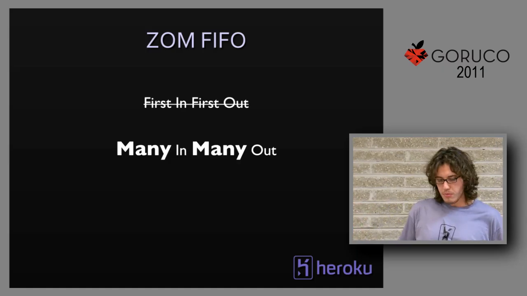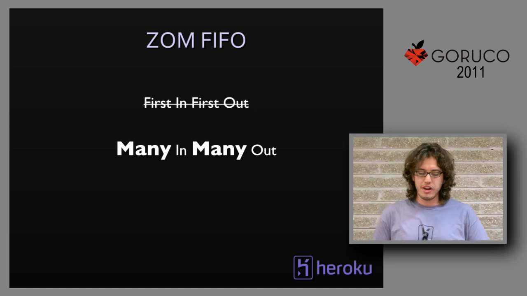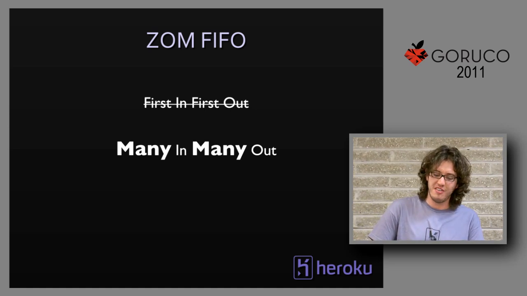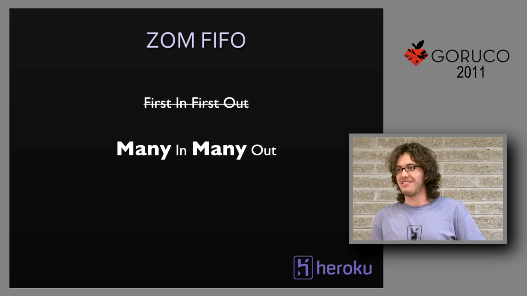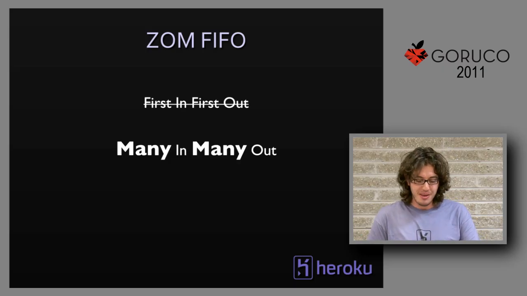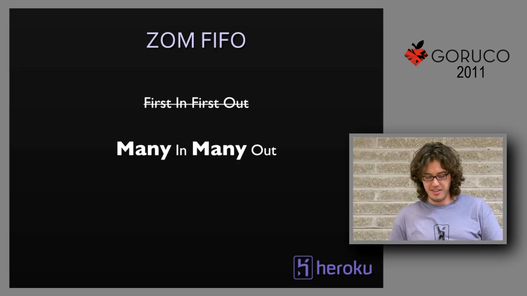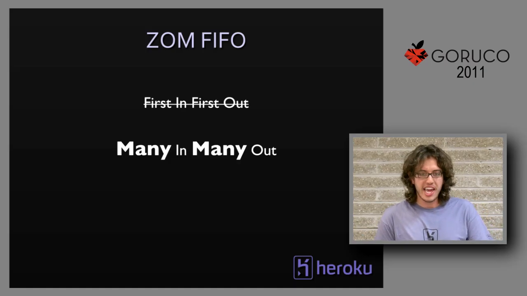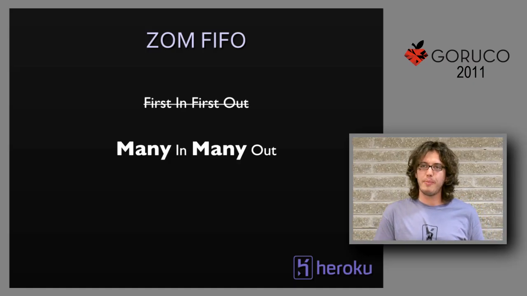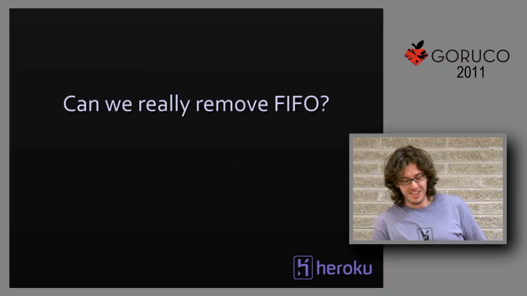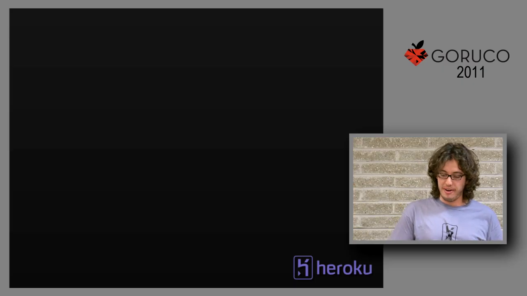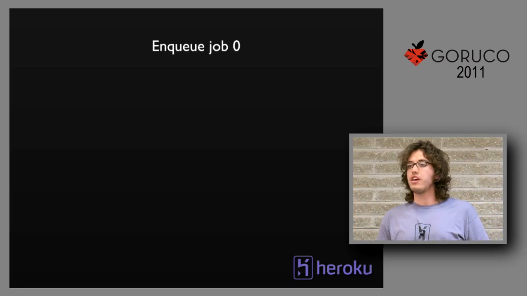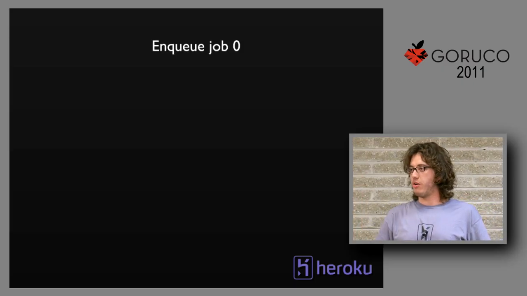So you might be thinking to yourself, well, gee, what good is a queue if it doesn't have first in, first out? Which is a perfectly reasonable question to ask. In fact, most of the dudes on my team were like, dude, that's kind of crazy. What are you thinking? And then I came up with a little bit of a thought experiment that helped me reason through this idea. So let's think about this scenario here. Okay, so we enqueue job 0. We put a job into our queue, right?